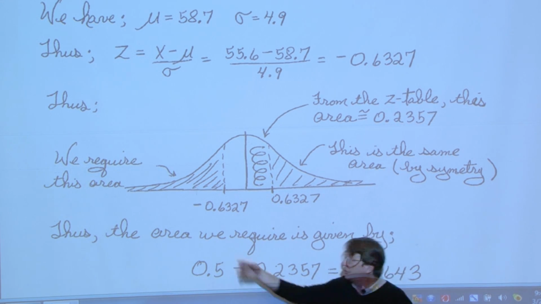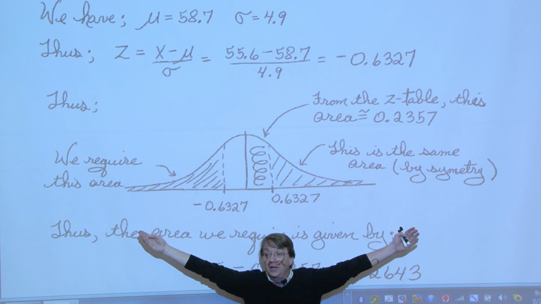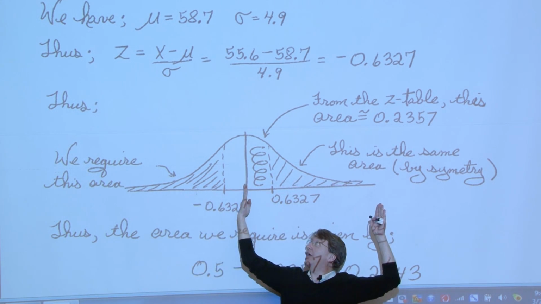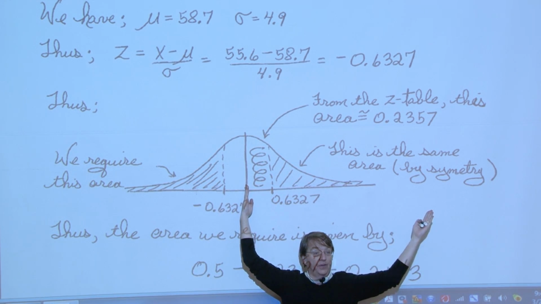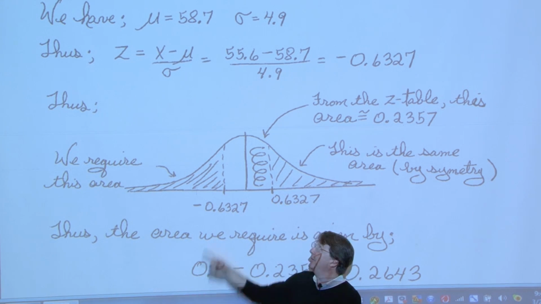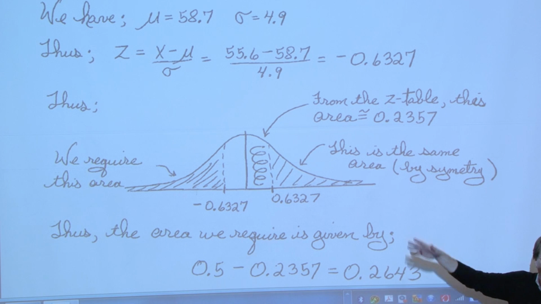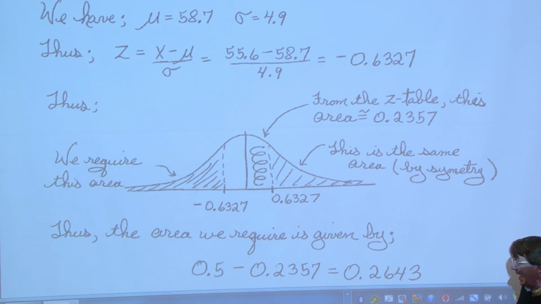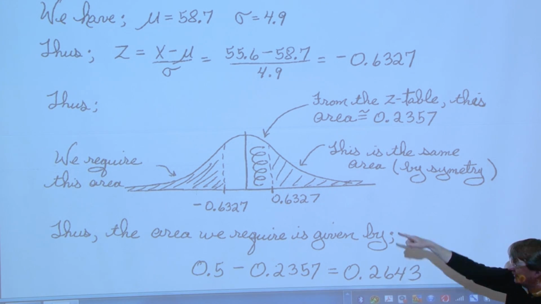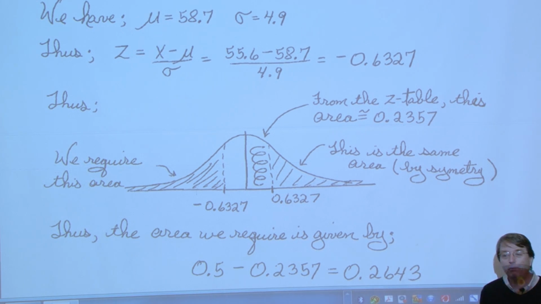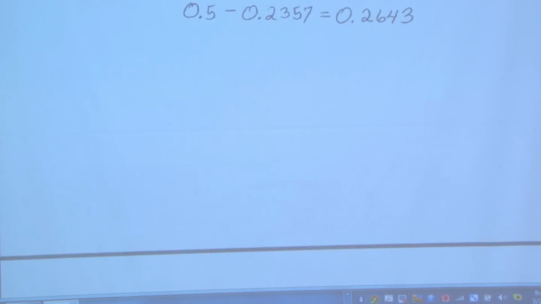Easy. The whole area is 1. Because of symmetry, this area from 0 to positive infinity is a half. So the area that we want is 0.5, because the whole right side is an area of a half, minus the area we just got, 0.2357. We got 0.2643. So the probability of x being less than that number is 0.2643, and we are done.